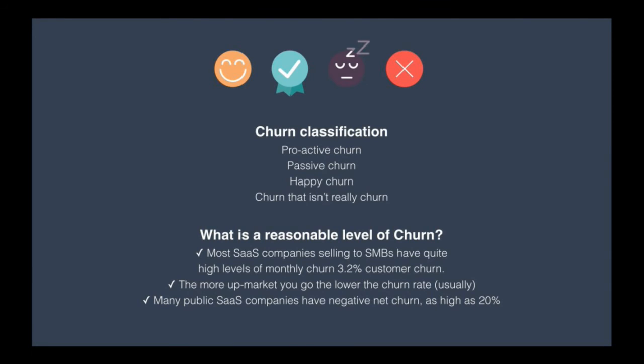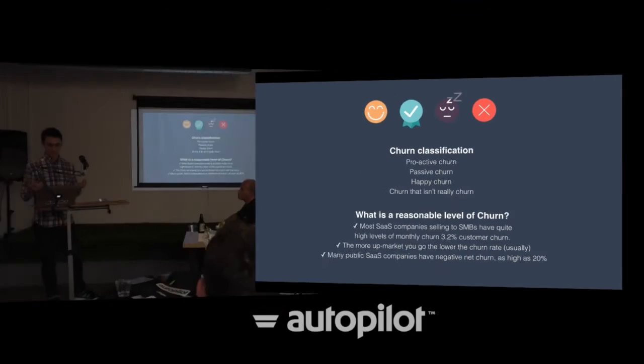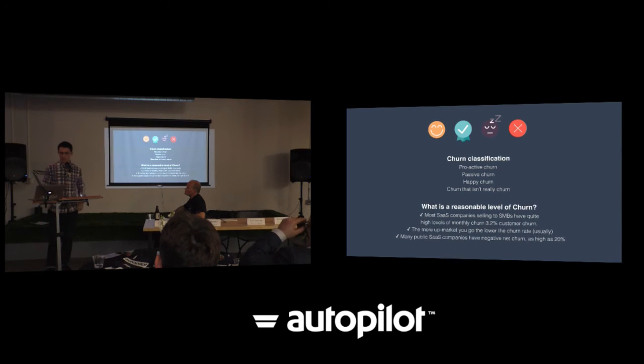What is a reasonable level? This is always something a little bit interesting. Groove app did a survey of a few hundred SaaS companies that sell to SMBs, and they found that monthly customer churn rate was like 3.2%.